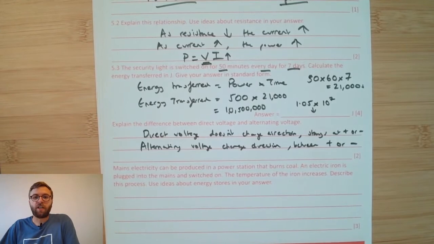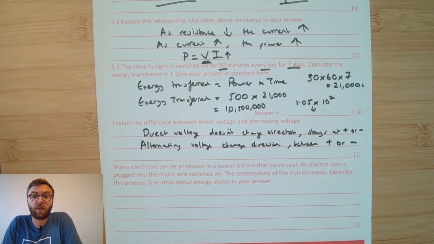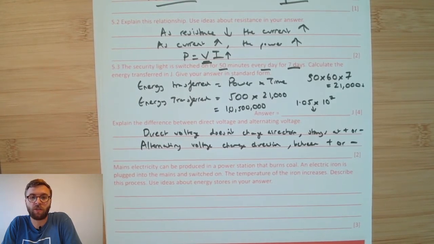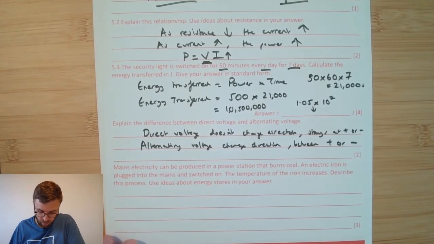The mains electricity can be produced in the power station that burns coal. An electric iron is plugged into the mains and switched on. The temperature of the iron increases. Describe the process and use ideas about energy stores in your answer. So this question is linking back to the energy topic in physics.